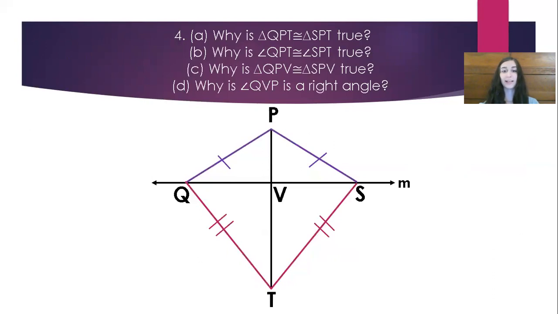Now it wants to know why angle QVP is a right angle, and this one's super easy. Anytime that there is a vertical line and a horizontal line, or you could say perpendicular lines that meet, just like this, they're always going to form a right angle no matter what. So that's why QVP is a right angle.